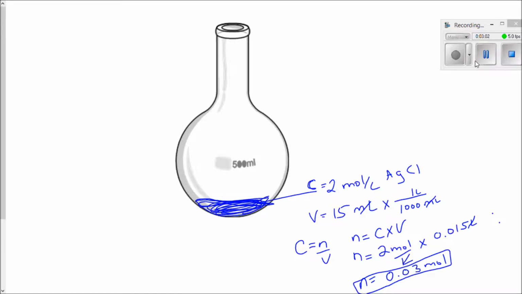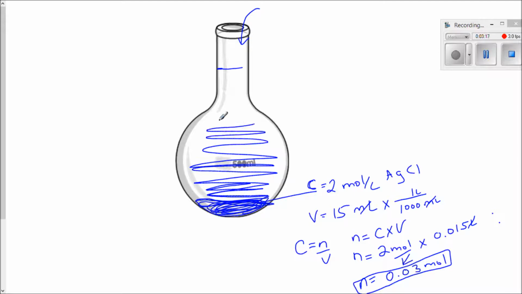Now, let's look at our second question. The second part of the question says, okay, we are now going to fill it up to the 500 milliliter mark. So we're going to add water now. Now we add distilled water into our flask, and we fill it entirely up with just pure water. We're not adding any AgCl, no other chemicals are being added, and we fill up the entire thing. Now, what's my new volume? Well, my new volume is clearly going to be 500 milliliters.